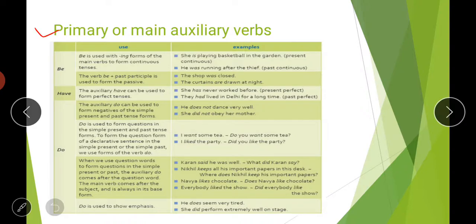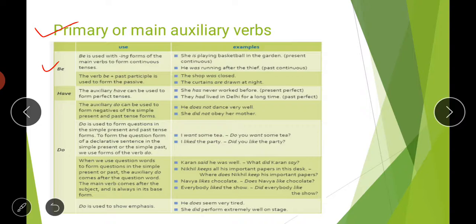First is your primary or main auxiliary verb. So in this table we will talk firstly about the use of these, and then the examples. We will try to understand these with the help of examples. So first is be. Be is used with the ing form of the main verbs to form continuous tenses. She is playing basketball in the garden. So the ing form is used here to form present continuous.